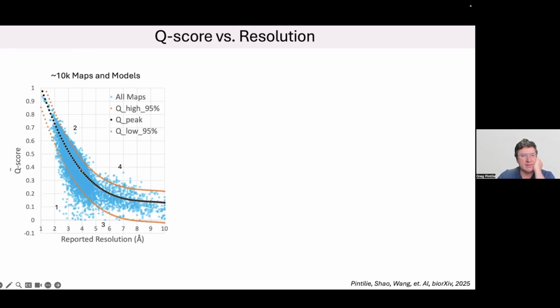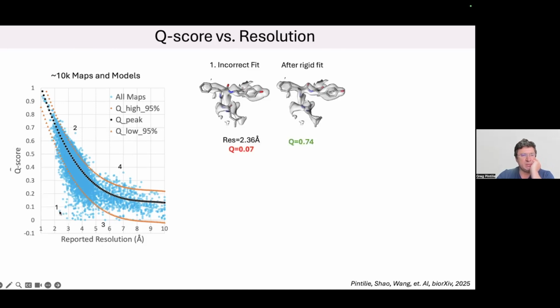So that tells us for each resolution what is the most commonly observed Q-score value, given all these 10K maps and models that we've looked at so far. And there's a lot of these points here outside these lines, which we kind of want to see what's going on. So for example, this example one, it's a map that's reported to have about 2.3 angstrom resolution, but has a very low Q-score.